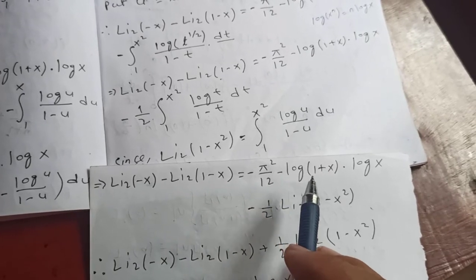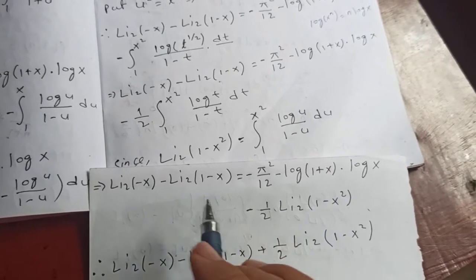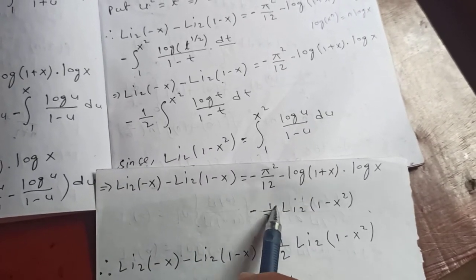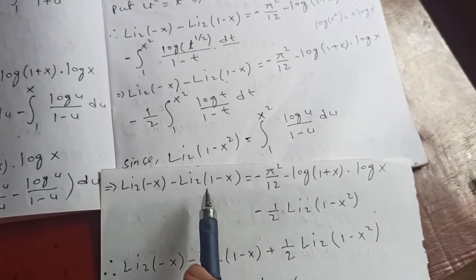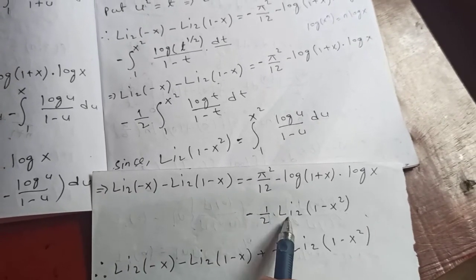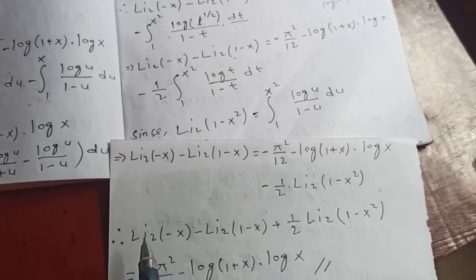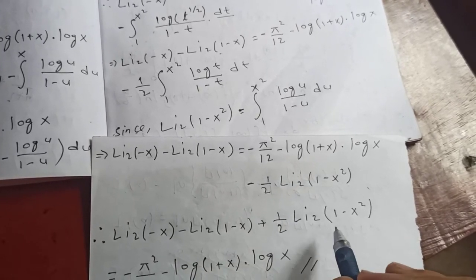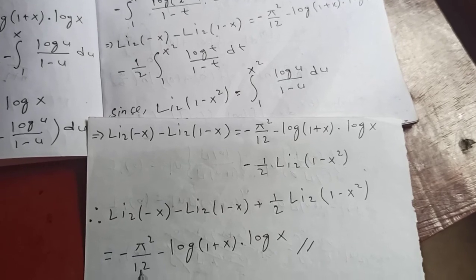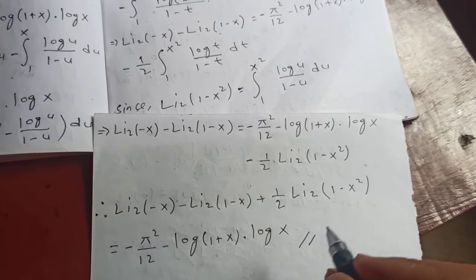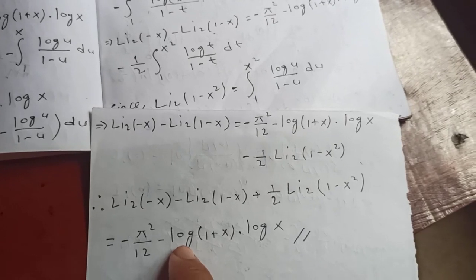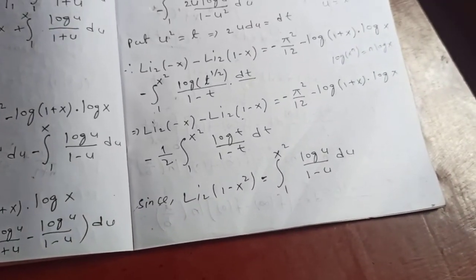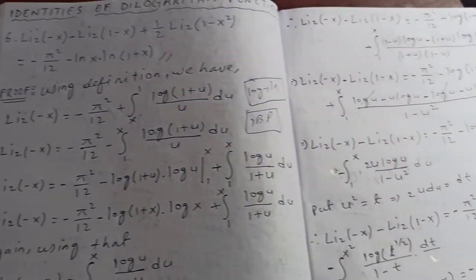So substituting here, Li2 of negative x minus Li2 of 1 minus x is negative pi squared over 12 minus log(1 plus x) times log x minus half of, this one is nothing but Li2 of 1 minus x squared. Now transferring this to the left hand side, or adding both sides by half of Li2 of 1 minus x squared, therefore you will get Li2 of negative x minus Li2 of 1 minus x plus half of Li2 of 1 minus x squared is equal to negative pi squared over 12 minus log(1 plus x) times log x, okay? Assuming that this log is a natural logarithm, okay? This will be the proof for this identity of dilogarithm 6, okay?